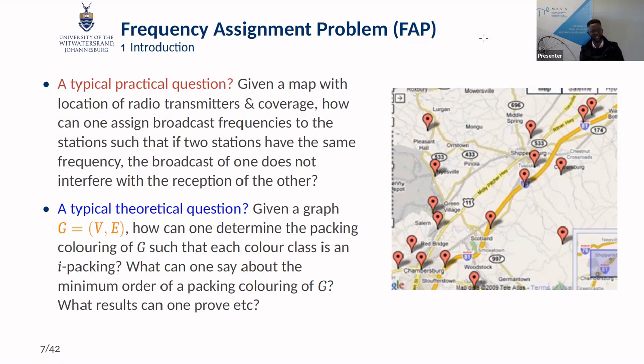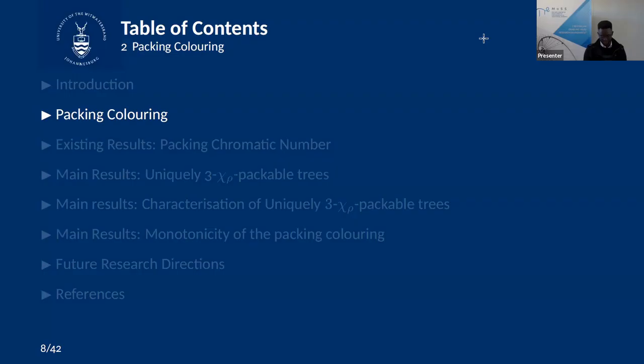Such that each color class is an I pattern. Don't worry and don't be afraid about that word, I pattern. I'm going to explain that in a moment. So in theory, we are going to be asking our question: what can we say about the minimum order of this pattern coloring? Or what results can we prove so that we can establish certain things that will help in the practical aspect? So that's what the frequency assignment problem is all about.